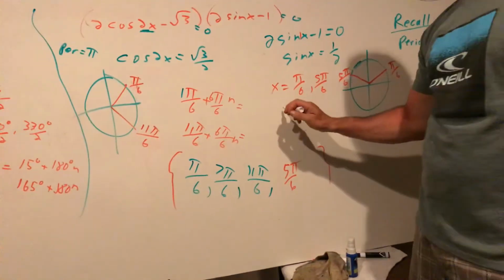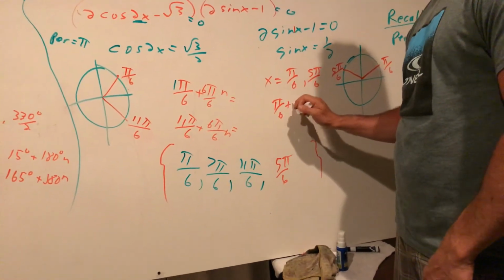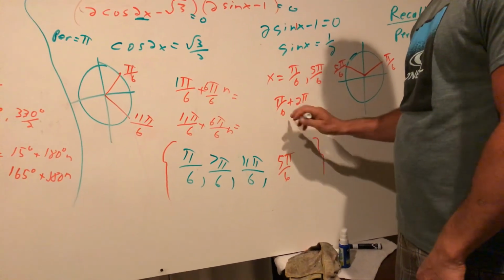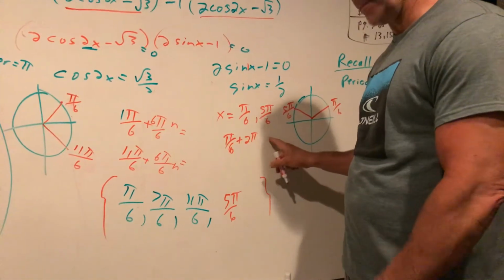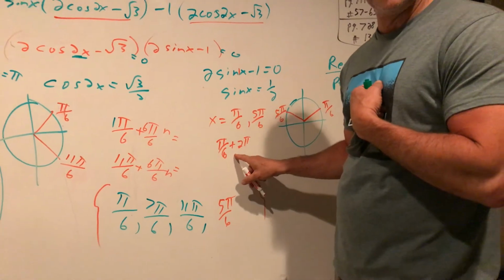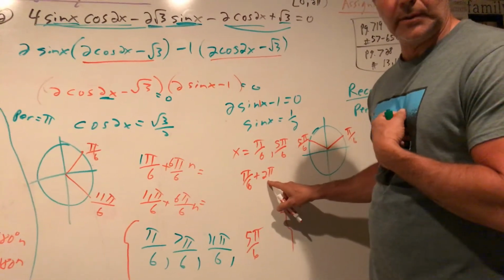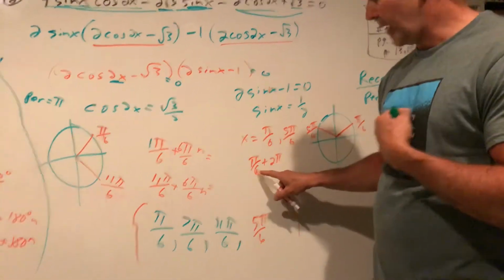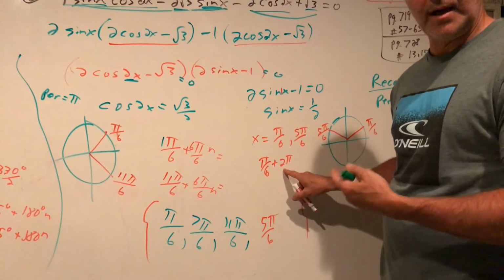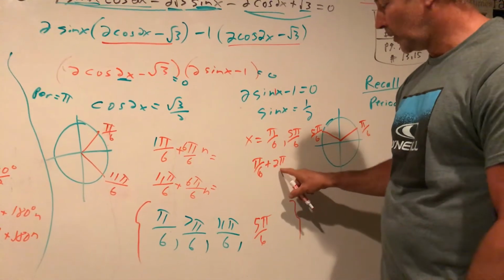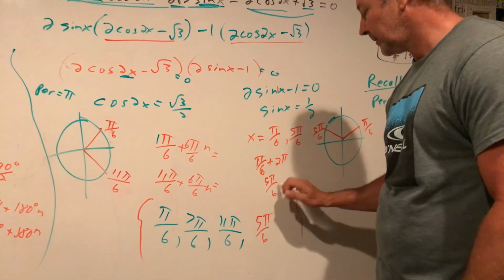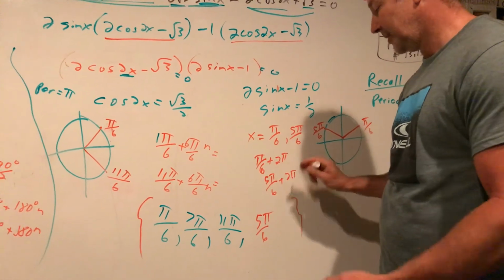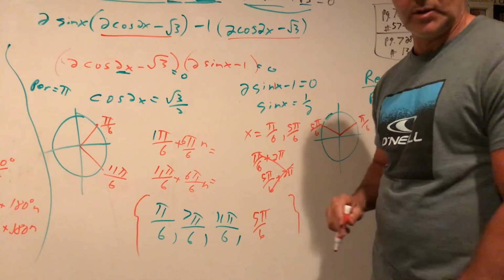And if you notice, if I take pi over 6 plus 2 pi, well, that's going to be greater than 2 pi. So anytime I add that, and like in all the problems we did before, we didn't worry about this. That's because our period was 2 pi or 360. And if I have an angle and I add 360 or 2 pi, it's too big already. So we don't bother doing that. Same with 5 pi over 6. If I add 2 pi to it, it's too big. So I don't need to worry about doing that here.